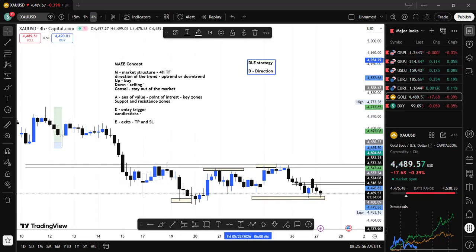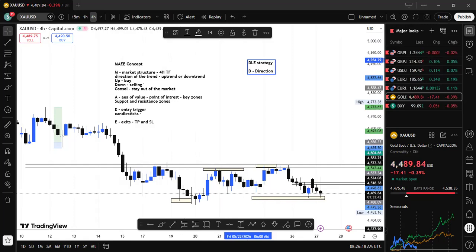Then the second one is location. Location answers the question, where do I buy or sell? Just like the area of value. This is where we look at the key or value zones, which is the area of value or point of interest. It could be the support and resistance zones or areas. All right. So the support and resistance are not just lines.